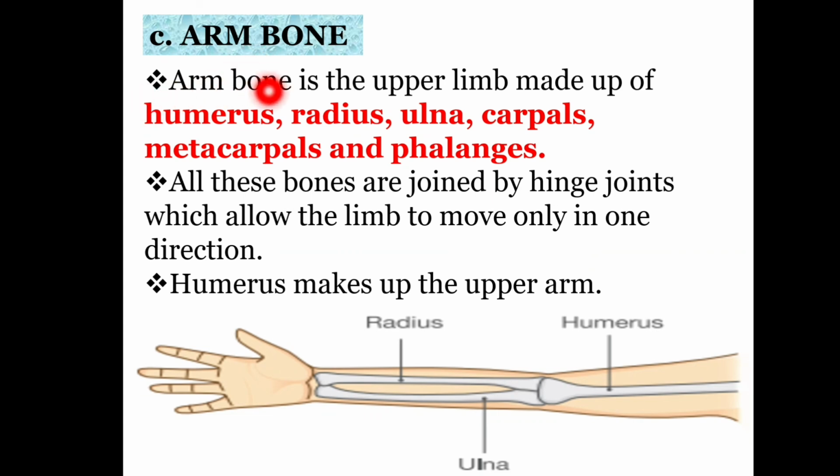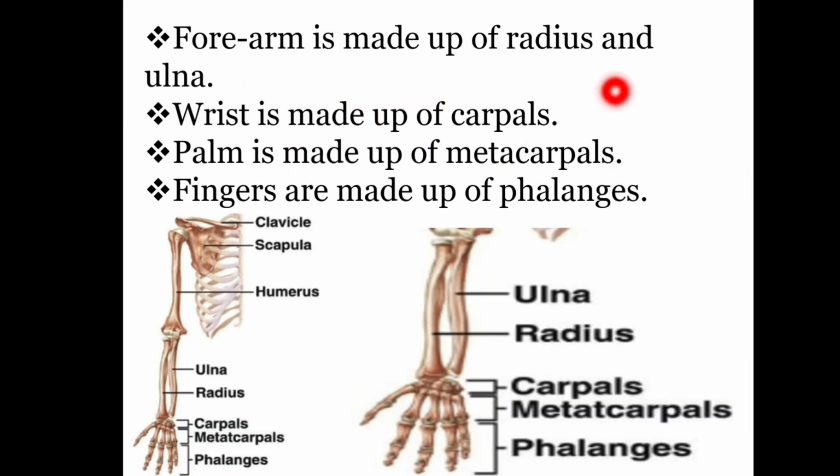Arm bone. The arm bone is the upper limb made up of humerus, radius, ulna, carpals, metacarpals, and phalanges. All these bones are joined by hinge joints which allow the limb to move only in one direction. The humerus makes up the upper arm. The forearm is made up of radius and ulna. The wrist is made up of carpals. The palm is made up of metacarpals, and the fingers are made up of phalanges.